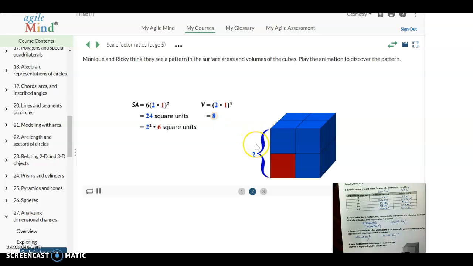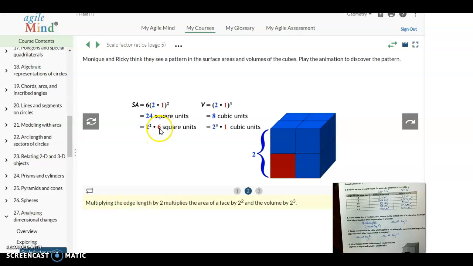Now watch how they have rewritten this. They wrote the 24 square units as 2 to the second power times 6, because 6 was our original surface area of the first cube that had a side length of 1. And we doubled the side lengths. So do you see that? We squared that relationship to get our new surface area to be 24.